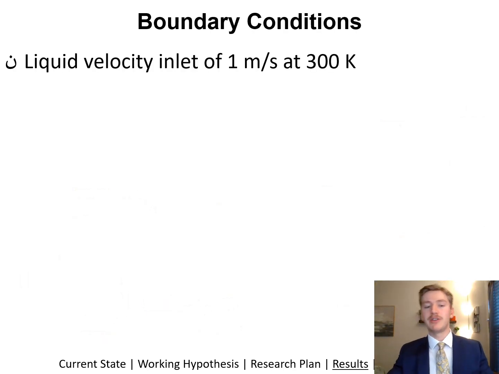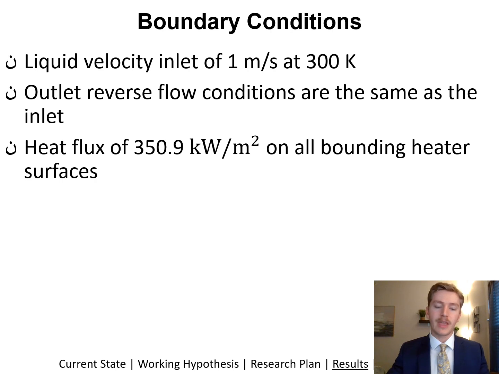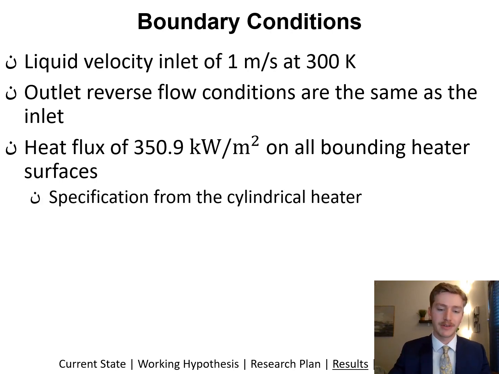The inlet boundary condition is a liquid velocity inlet of 1 meter per second at 300 Kelvin. The outlet reverse flow conditions are the same as the inlet, and a heat flux of 350.9 kilowatts per meter squared is specified on all bounding heater surfaces, and this is the specification from the cylindrical heater selected.